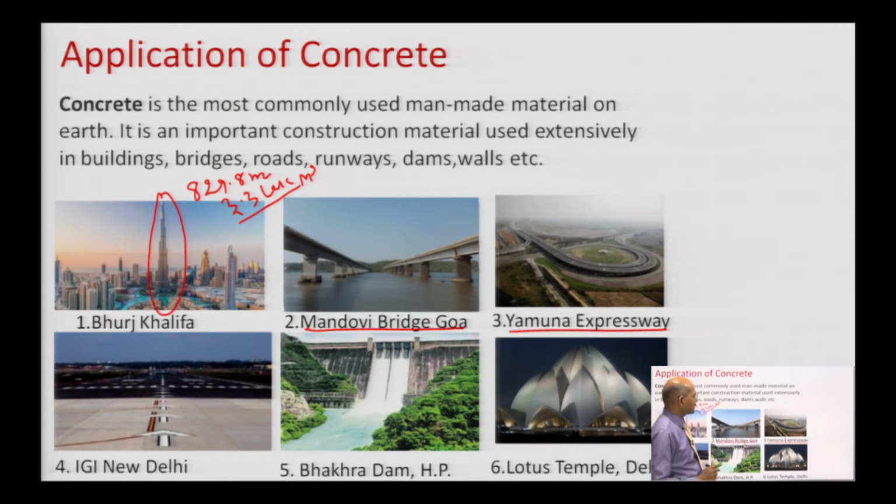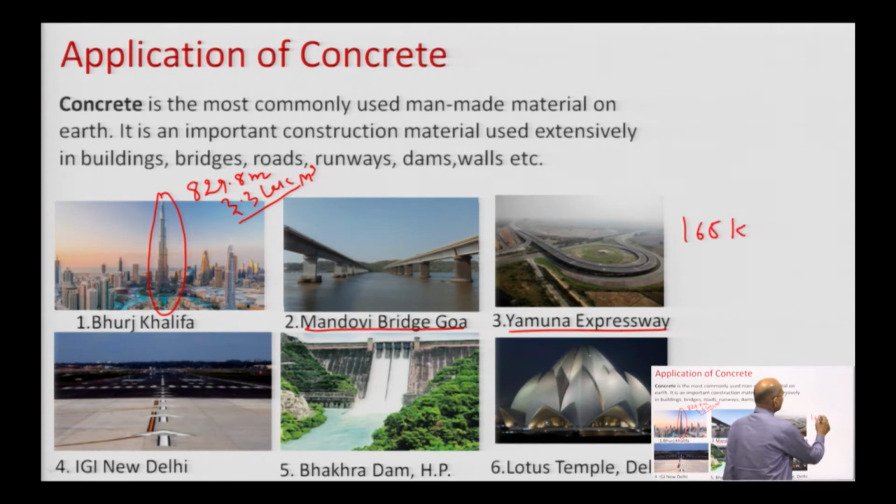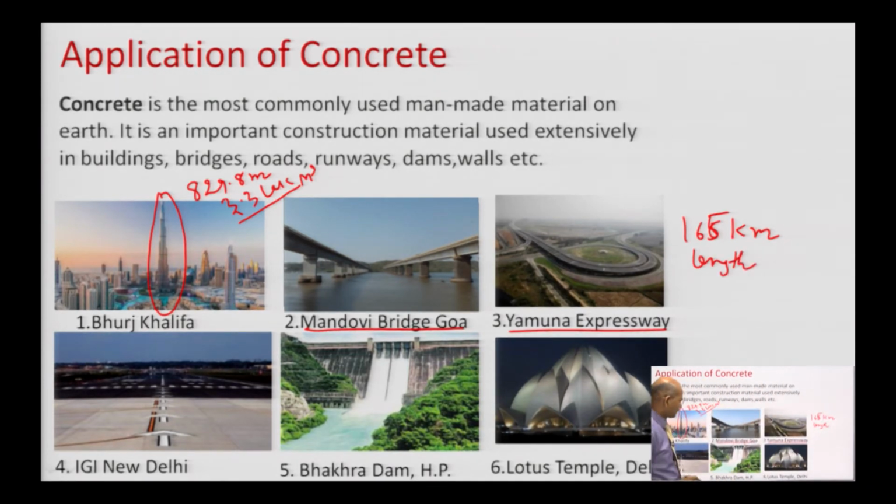The third example is the Yamuna Expressway. It runs from Greater Noida to Agra, with a length of 165 kilometers, and it has been constructed in concrete. The fourth example is the IGI Indira Gandhi International Airport, New Delhi runway. This is among the world's longest runways, and it has been constructed in concrete.